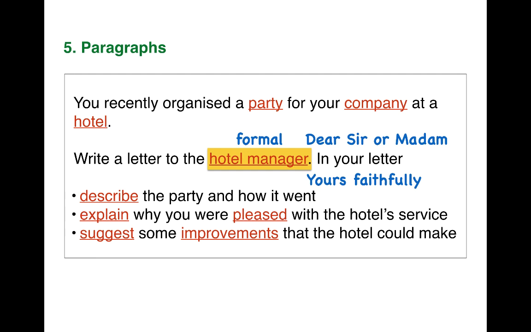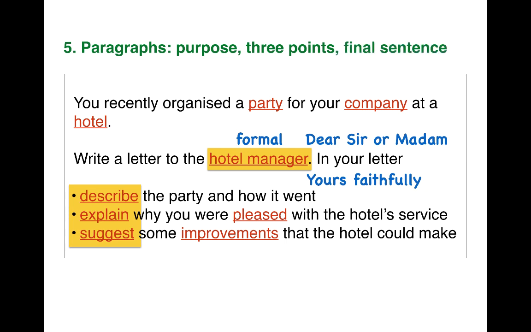Point 5, paragraphs. Well, easy. We've got one short sentence, one short paragraph, one sentence for the purpose. Then we've got the 3 points that you see here, describe, explain, suggest. We'll have one paragraph for each one. And then we'll have a final sentence. So that's 5 separate paragraphs in total.